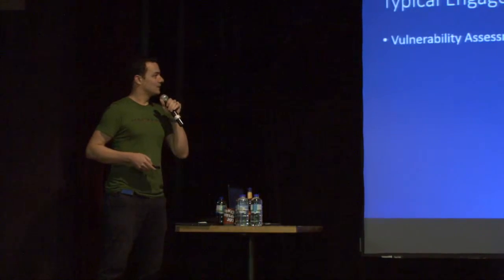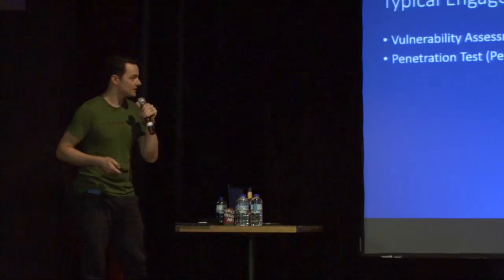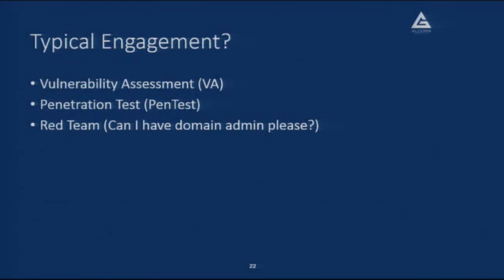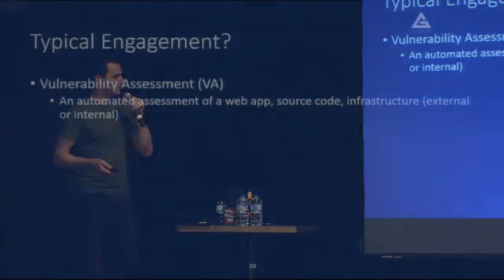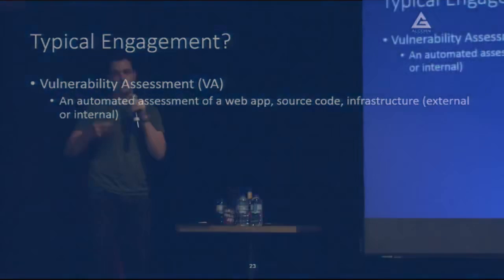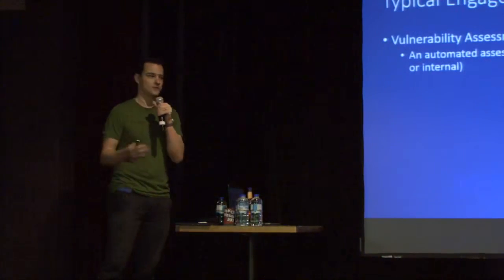So a typical engagement: there's a vulnerability assessment, there's a penetration test, there's a red team. The penetration test is somewhat of a broad statement. It could be a security assessment or penetration test of something. A vulnerability assessment, or VA as they're typically called, is an automated assessment of a web app, source code, mobile app, internal or external infrastructure, or something.